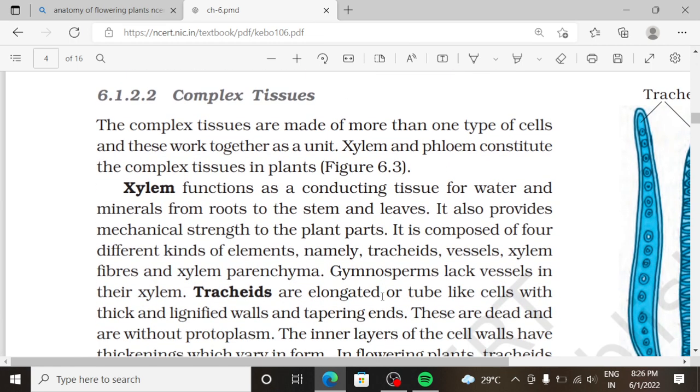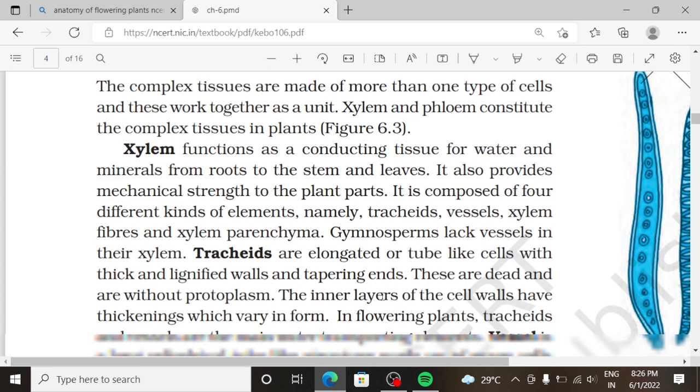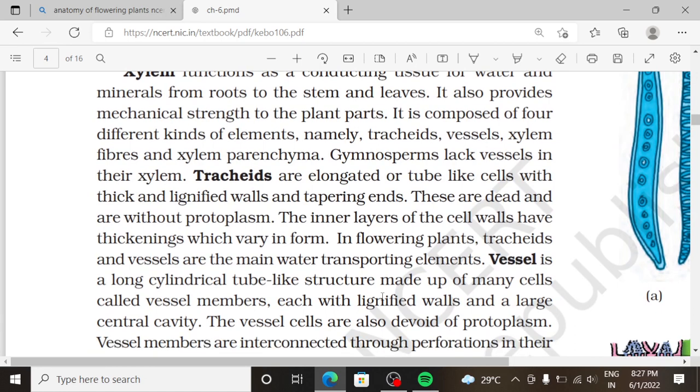Complex tissues. Complex tissues are made of more than one type of cells and these work together as a unit. Xylem and phloem constitute the complex tissues in plants. Xylem functions as a conducting tissue for water and minerals from roots to the stem and leaves. It also provides mechanical strength to the plant parts.